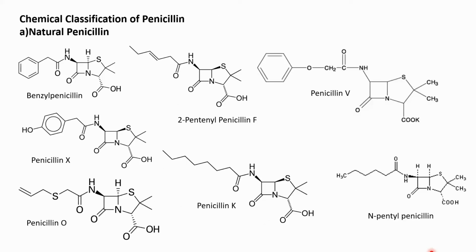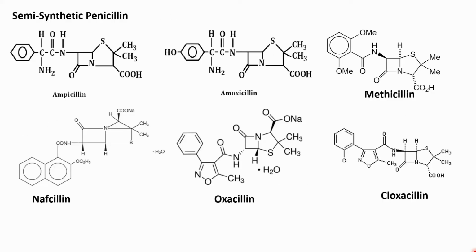Next, we will see the chemical classification of penicillin derivatives. First category is natural penicillin. Natural penicillins are the penicillin derivatives which are obtained from natural sources. Examples are benzyl penicillin, 2-pentenyl penicillin F, penicillin V, penicillin X, penicillin O, penicillin K, and pentyl penicillin. Here you can see all the naturally derived penicillins on the screen. You can see their structures, and all the structures have a beta-lactam ring.